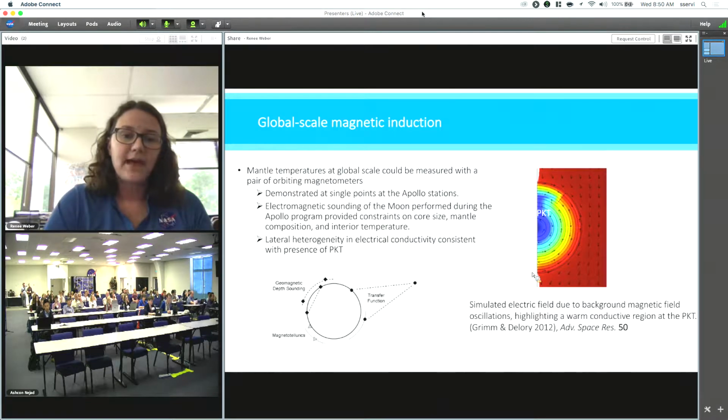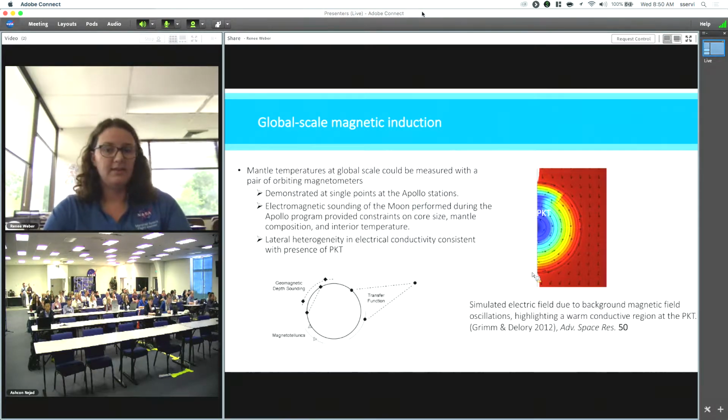And the lateral heterogeneity in the electrical conductivity constrained by these types of studies is consistent with the presence of the PKT. And so in the figure on the right, you see this simulated electrical field due to background magnetic field oscillations, which highlights this warm conductive region at the PKT.